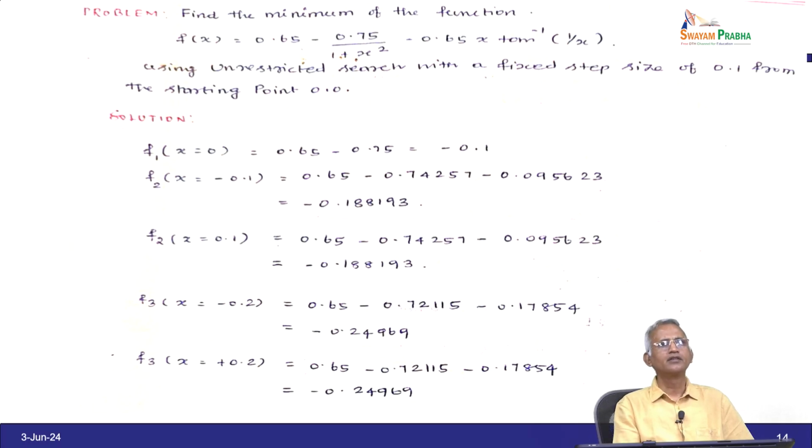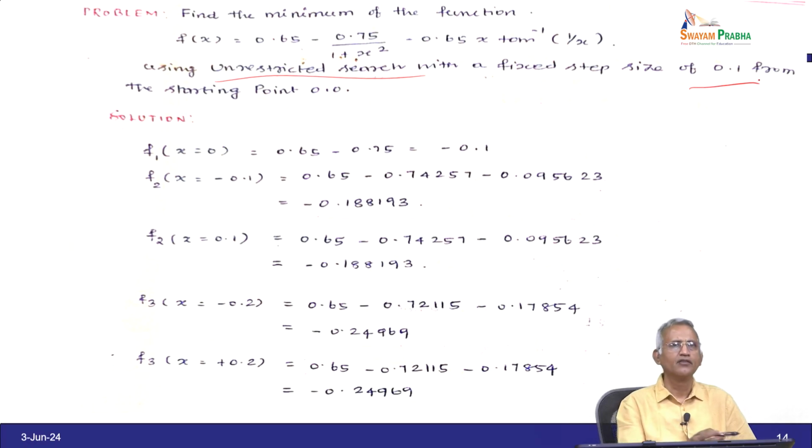Now, we are going to discuss another problem. Find the minimum of the function f of x equal to 0.65 minus 0.75 by 1 plus x square minus 0.65 into x into tan inverse of 1 by x, using unrestricted search method with fixed step size 0.1 from starting point 0. So, the technique is f1 of 0: you take it in the given function, which gives 1. Therefore, f1 of x equal to 0 is 1.